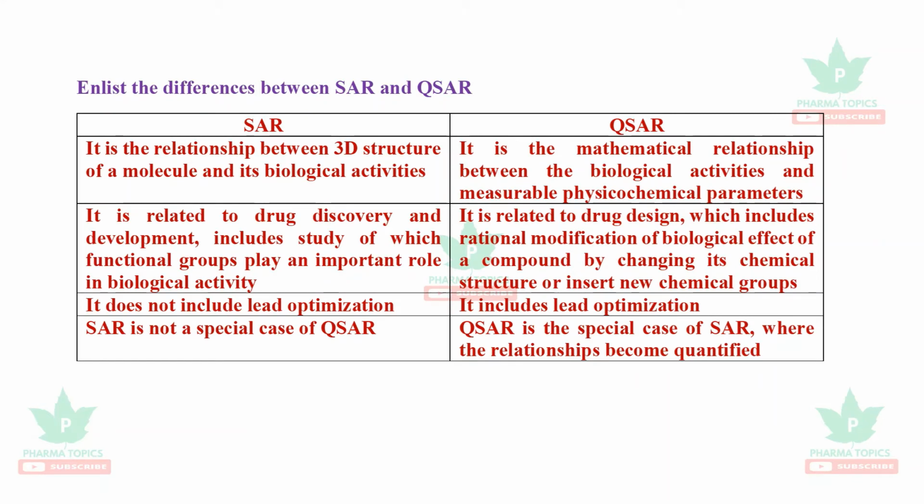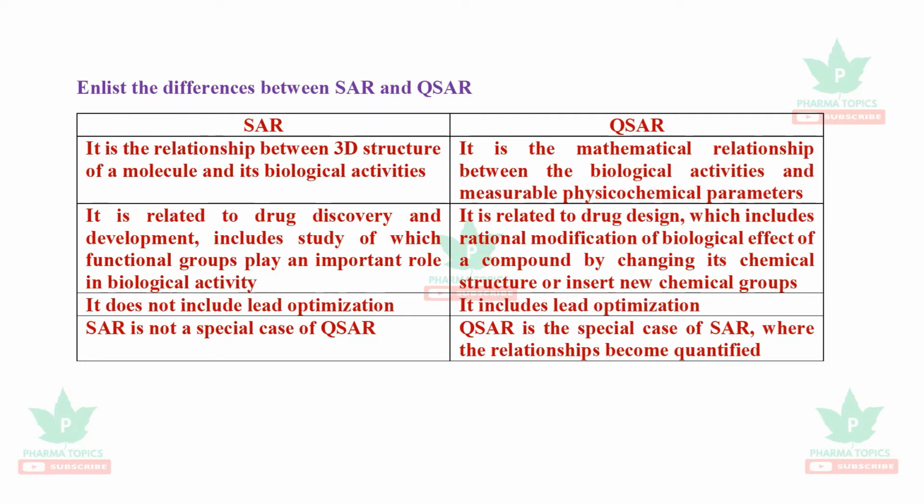What is the difference between SAR and QSAR? SAR is the structure-activity relationship. It tells about the 3D structure of a molecule and its biological activities. But the mathematical relationship between the biological activities and measurable physicochemical properties is called QSAR. SAR is related to drug discovery and development. It includes study of functional groups which play an important role in biological activity.